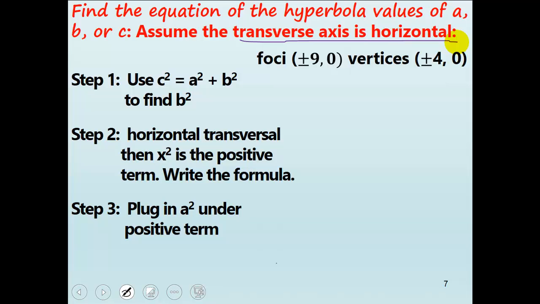Notice where my foci is. This is C, and it's in the X spot, right? C has to lie on the transverse axis just like A. So here's another reason why a squared has to go under x squared. X squared has to be the positive term. This is a vertex. This is an A.